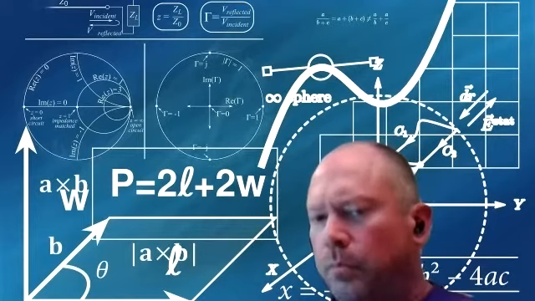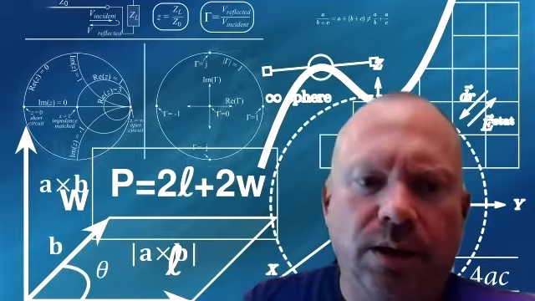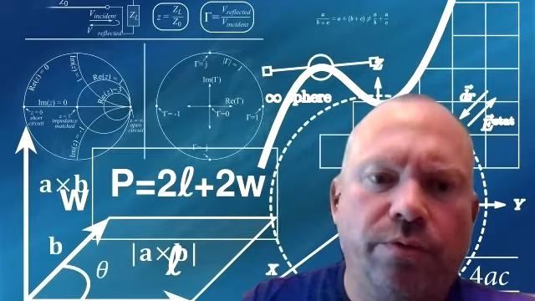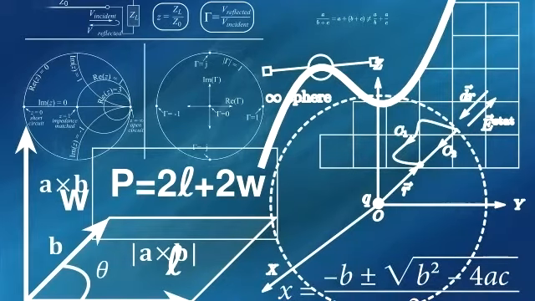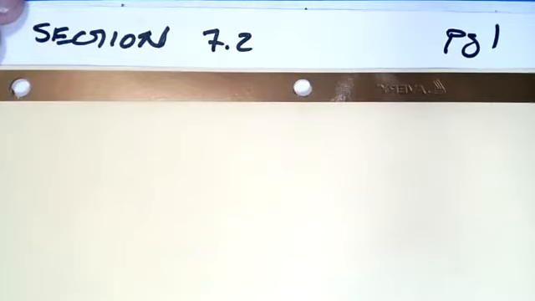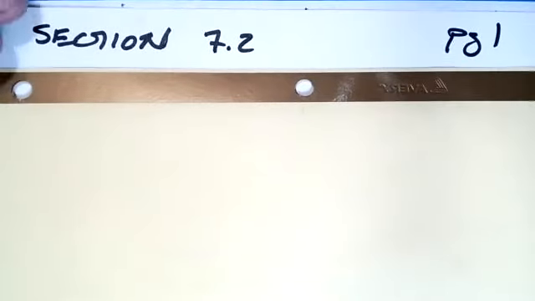So without further ado, first off, let me step over here to the document camera. Now you're going to see this little piece of paper because I'm blocking what I was about to write. So section 7.2, page 1.